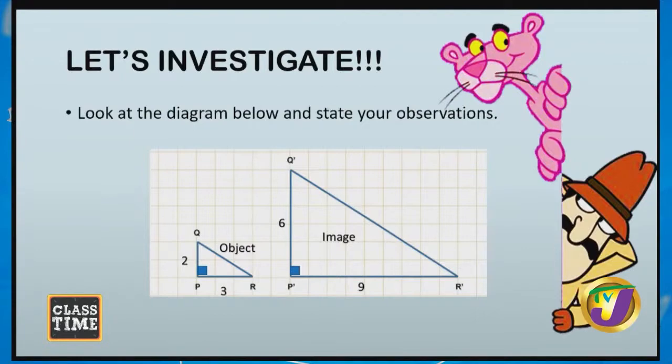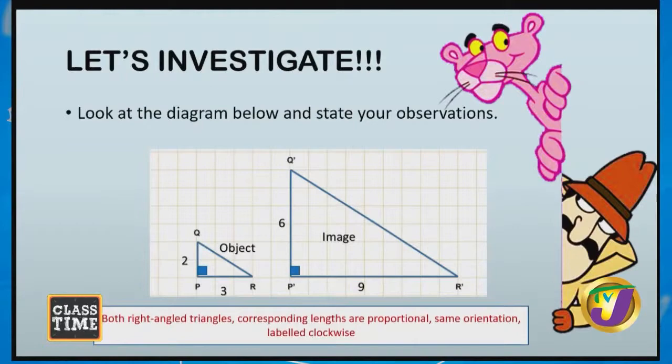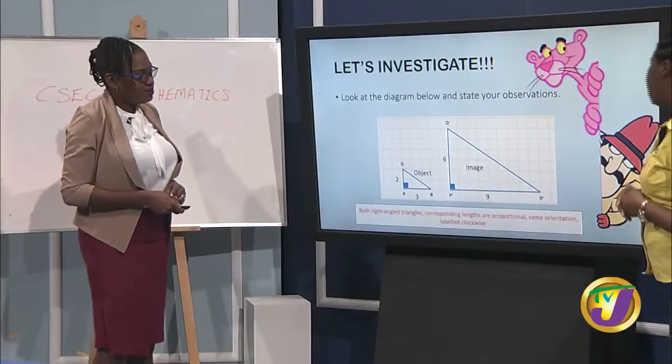Very much so. So let's summarize. Both are right angle triangles. Corresponding lengths are proportional. They have the same orientation, and the labels are done clockwise. You mentioned corresponding lengths, meaning that these lengths are the ones that are in the same position on the shape, on both shapes, right? Right.